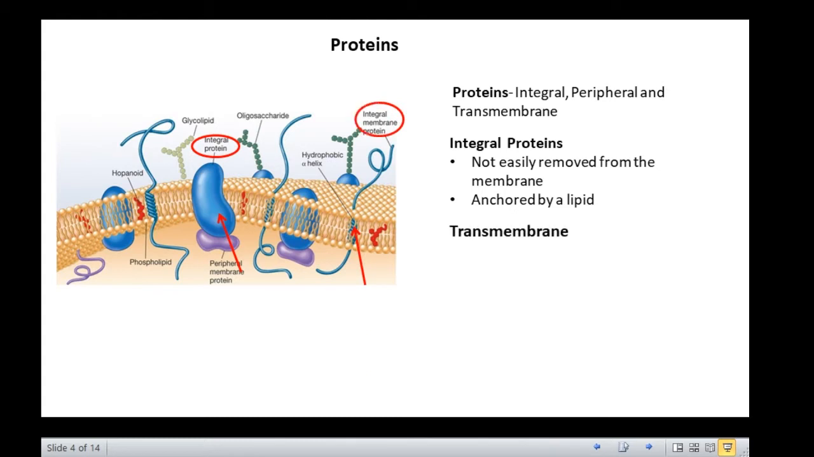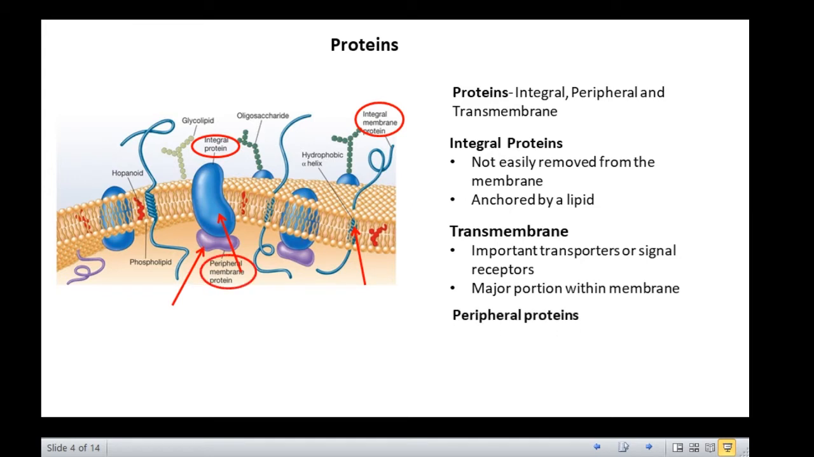Transmembrane proteins are those which are functionally important transporters or signal receptors. These proteins cross the membrane many times and the bulk of their mass is within the membrane. Transport proteins have 10 to 14 transmembrane segments, whereas signal receptors have just 7 such segments. The peripheral proteins are those that are loosely connected to the membrane and hence readily removed from the membrane without disrupting the bilayer.